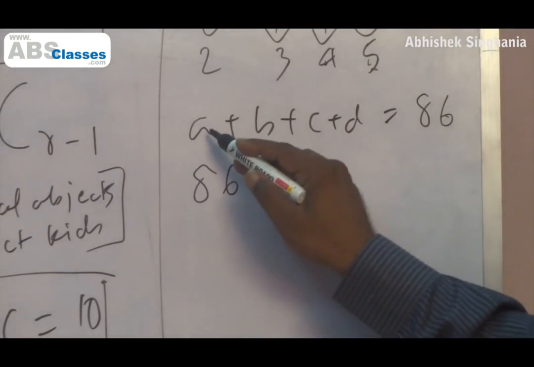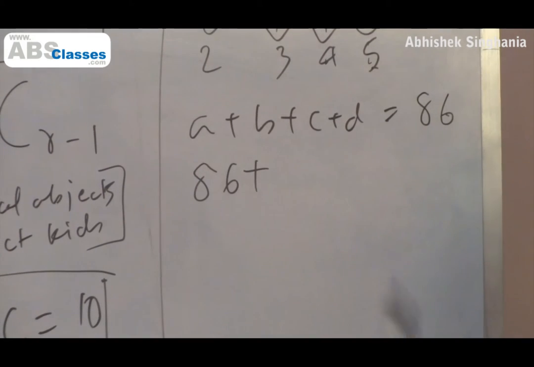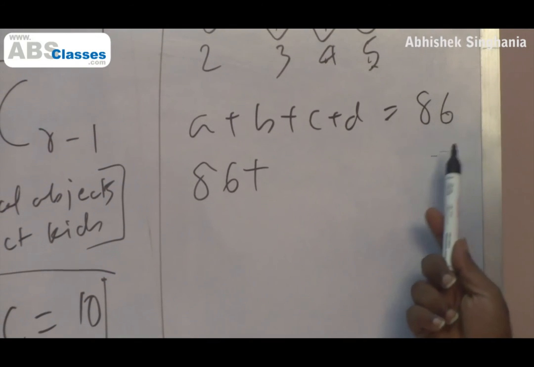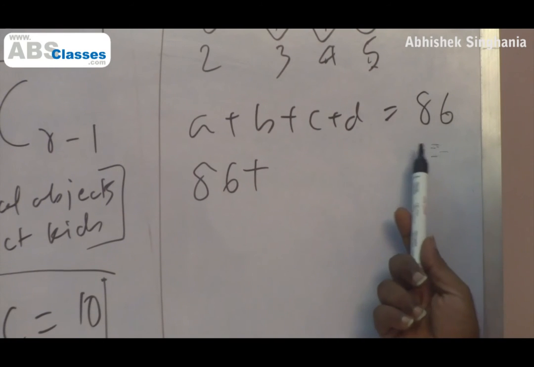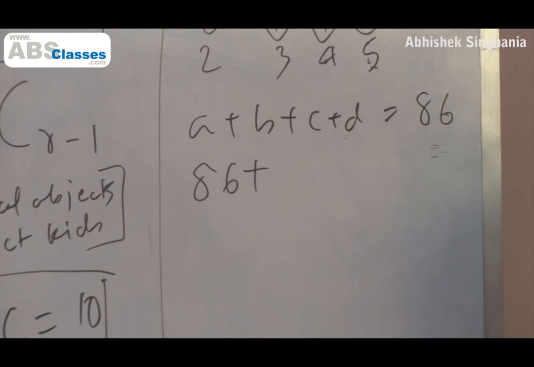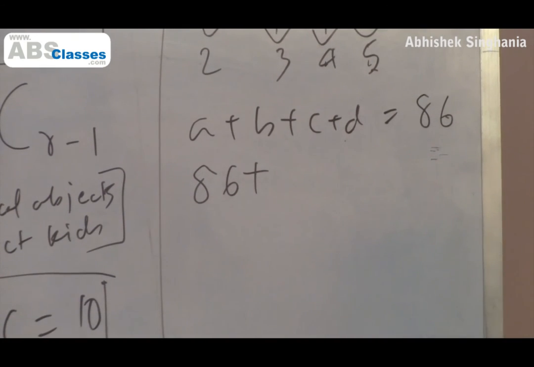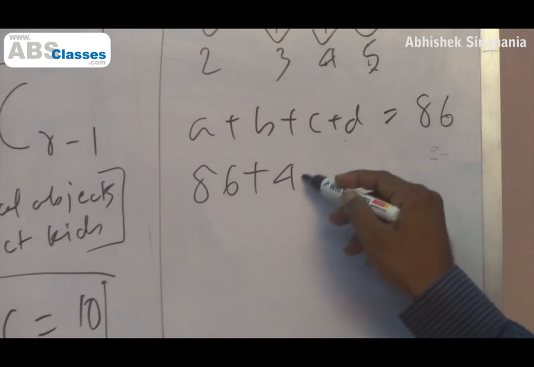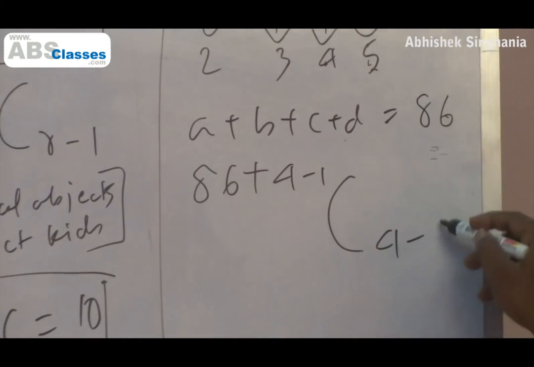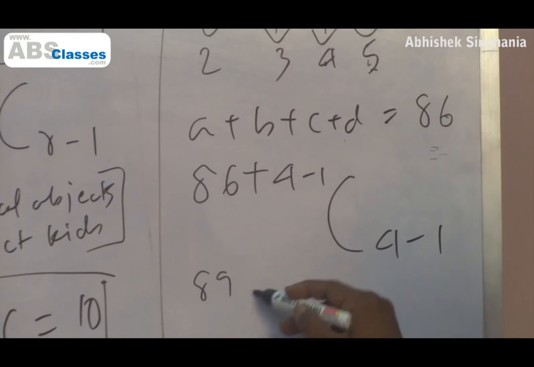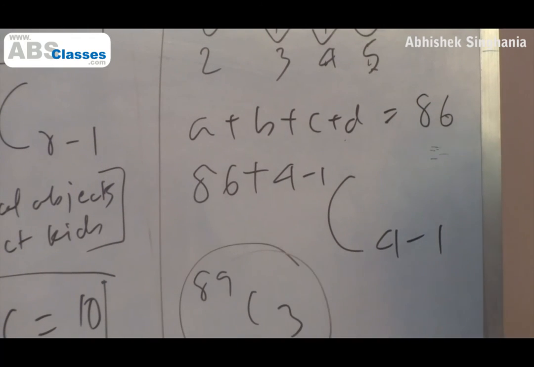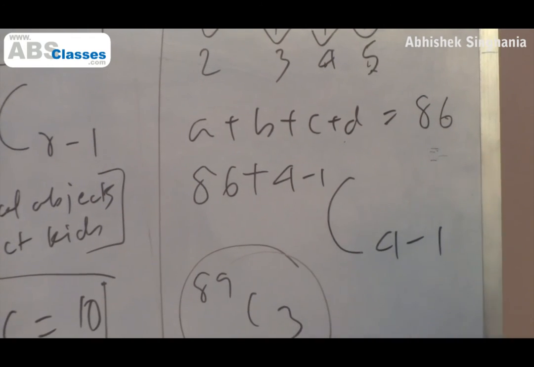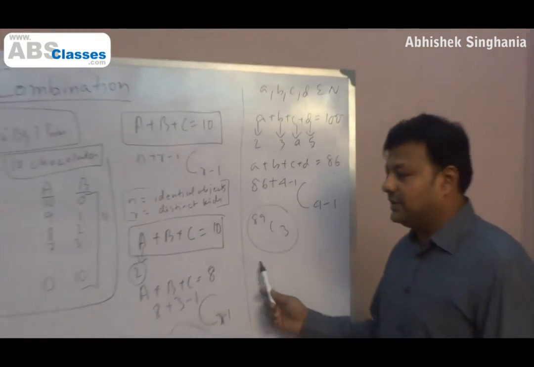So N is 86 and R is 4. Remember that. Don't get confused between N and R. N is the right hand side, the identical objects, 86 chocolates. R is the number of kids. And trust me, though they look alike, all kids are different. So 86 plus 4 minus 1, C, 4 minus 1. So your answer will be 89C3. And definitely I'm not going to take the trouble of actually finding this value. But I leave it to you. Make sure you find this.